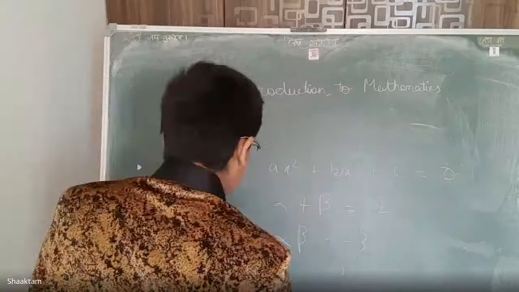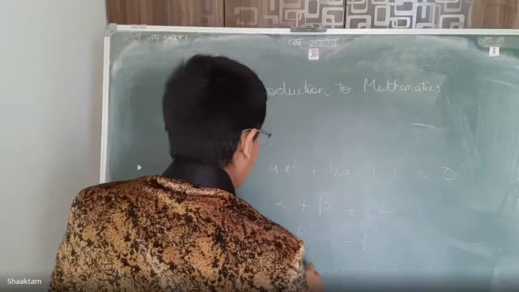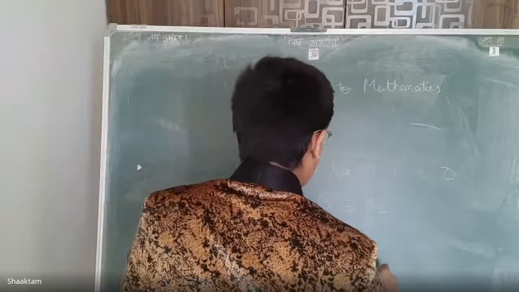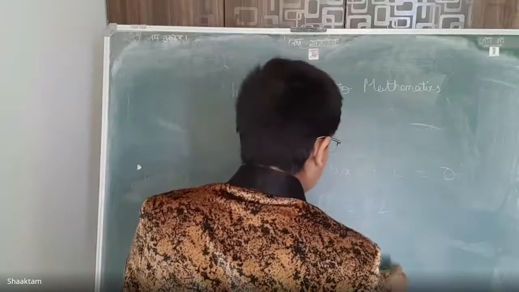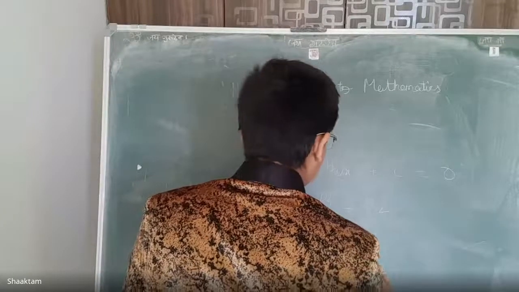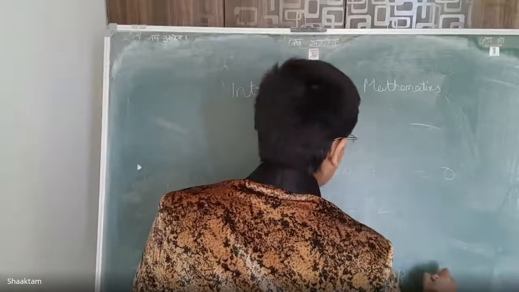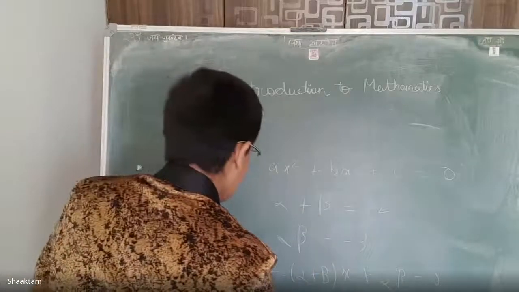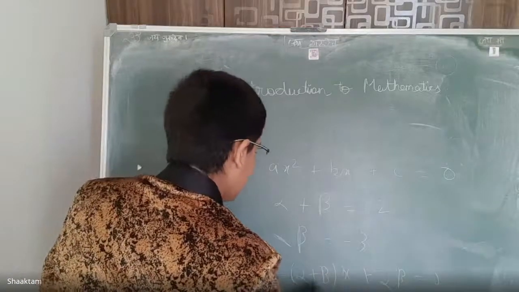Now I had also taught that any quadratic equation can also be made of the form x square minus alpha plus beta x plus alpha beta is equal to 0, right? Okay. Now I can replace, so x square minus 2x.